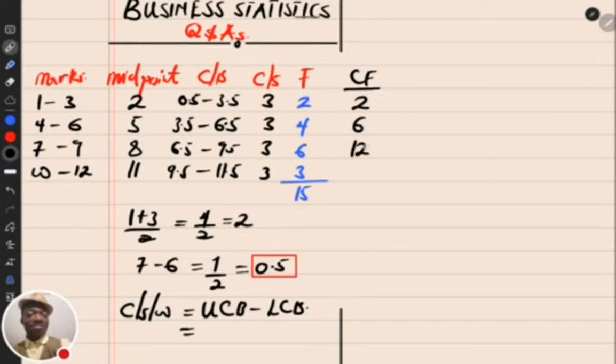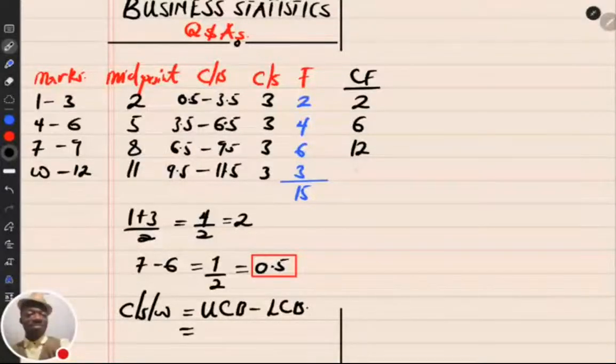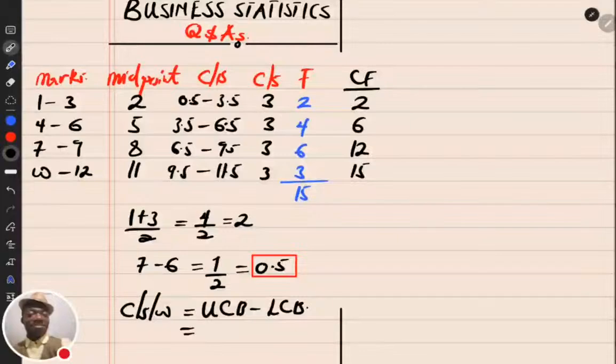And then lastly, 12 added to 3 is supposed to get 15. As always, for you to know that your cumulative frequency is right, your last value for the cumulative frequency is supposed to be equal to the total frequency that we have. So you see that it is equal, so that means our cumulative frequency was true. This is how you do cumulative frequency.